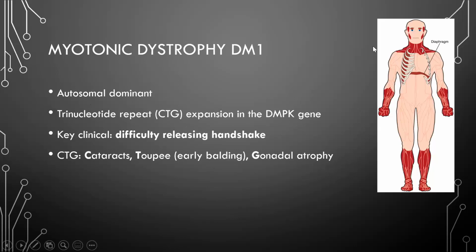So DM1, you're going to have a couple of these things over here. You're going to have that trinucleotide repeat, so CTG expansion. What I really like about this is you can make that into a mnemonic. You have cataracts, toupee, and gonadal atrophy. But the biggest clinical takeaway here is difficulty releasing a handshake. That's going to be huge. That should be your trigger word to get to know this. I would say this DMPK gene is probably important here. Go ahead and know that as well, and notice how it's distal muscles. Difficulty releasing a handshake, that should clue you in on DM1.